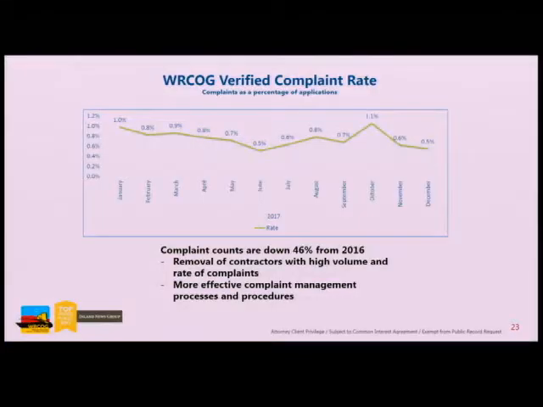Okay. My next topic is with respect to our compliance activity at Renovate America as it relates to the HERO program for WRCOG HERO as well as California HERO. You can see our trend line is trending down with less than 1% when you look at the complaints that we receive from homeowners as compared to applications that we receive each month. And we feel good about that trend line.